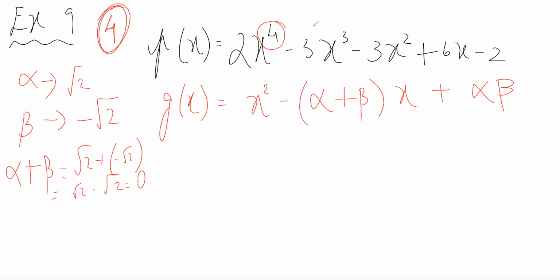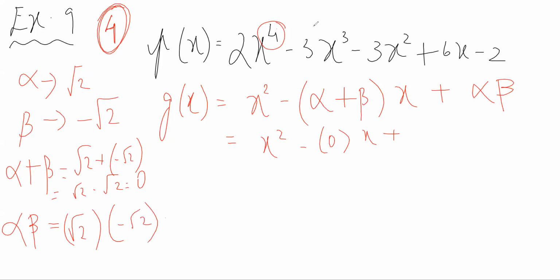So x square minus 0 of x plus what is alpha beta? Alpha into beta is equal to root 2 into minus root 2. What is root 2 into root 2? 2. And we have a minus symbol. Therefore, it is minus 2.